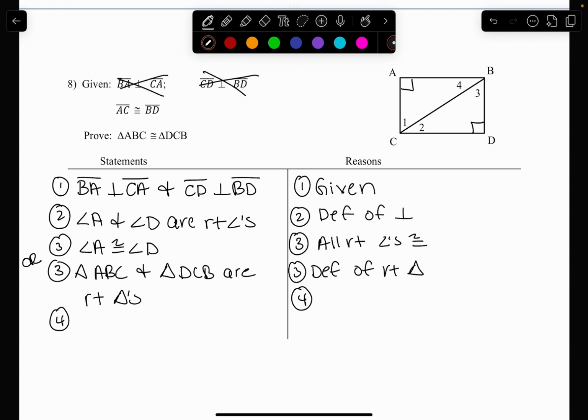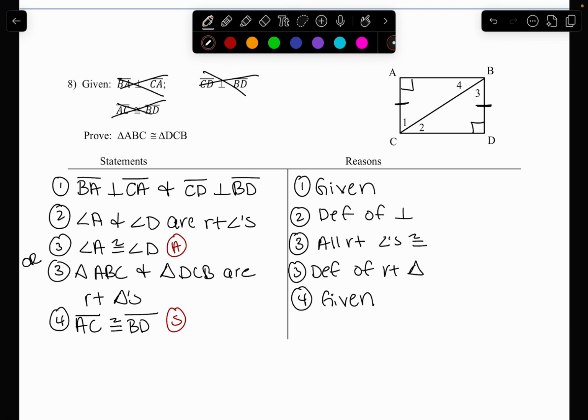Okay, I was given that AC is congruent to BD, and that was given. So I've got AC being congruent to BD. Okay, so that's a segment. Up here I had an angle, so I just need one more piece of information to prove congruency, but I'm out of given statements. So now I need to look at my picture and see if there's anything else that I can mention, and I have that beautiful reflexive property again. So BC is congruent to BC. And that is true because that is the reflexive property.